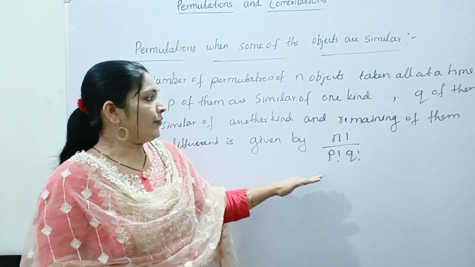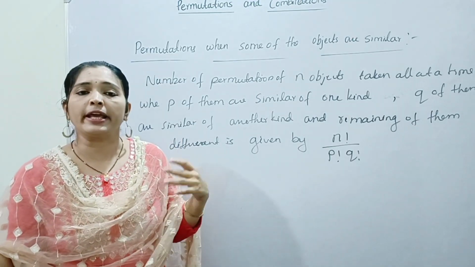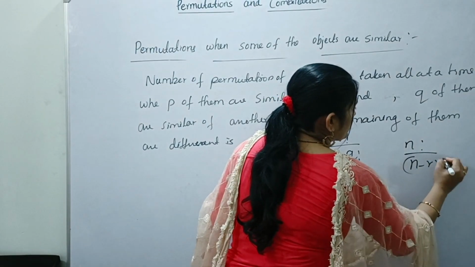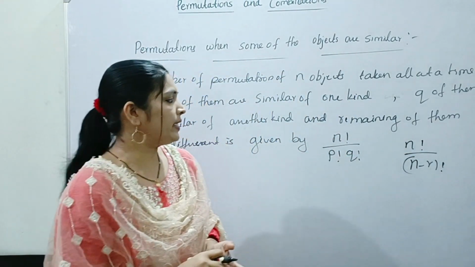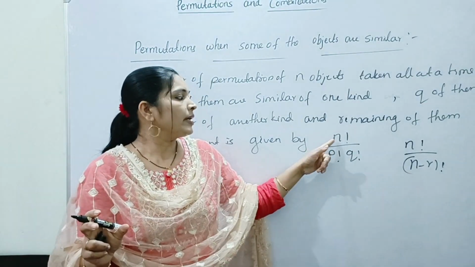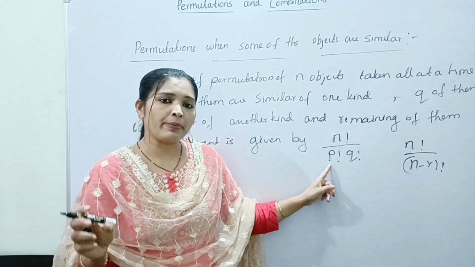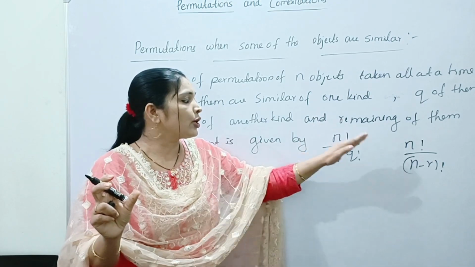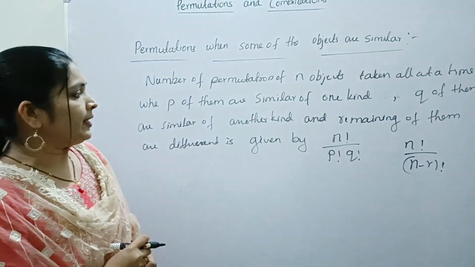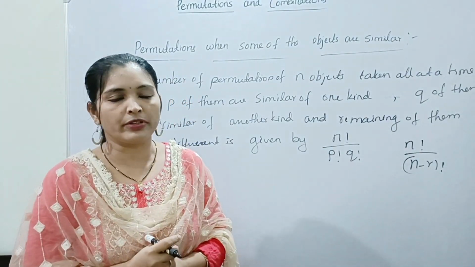Remember, the number of permutations when n different objects are taken r at a time is n factorial divided by n minus r factorial. And the number of permutations when some of the objects are similar is n factorial divided by p factorial into q factorial, where p of them are similar of one kind and q of them are similar of another kind. Based on this, let us solve some word problems.